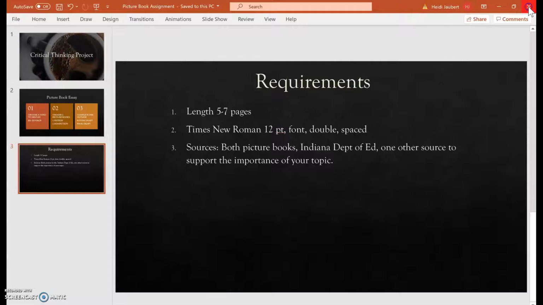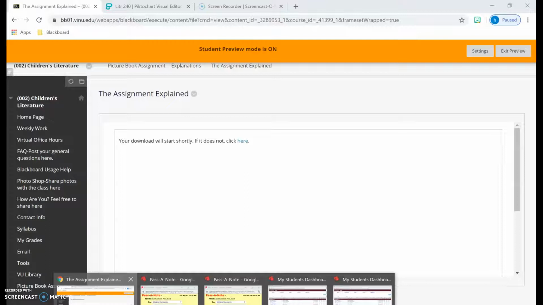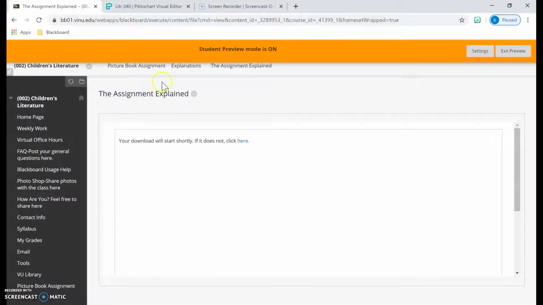So let's talk about this just a little bit. The requirements: it's going to be 5 to 7 pages in length, with your usual formatting. And then these are the sources you're going to use. You're going to use two picture books, one fiction, one nonfiction, the Indiana Department of Ed, and one other source to explain the importance of your topic. If you're talking about childhood obesity, for example, you're going to explain why you think it's important to cover it with your students.